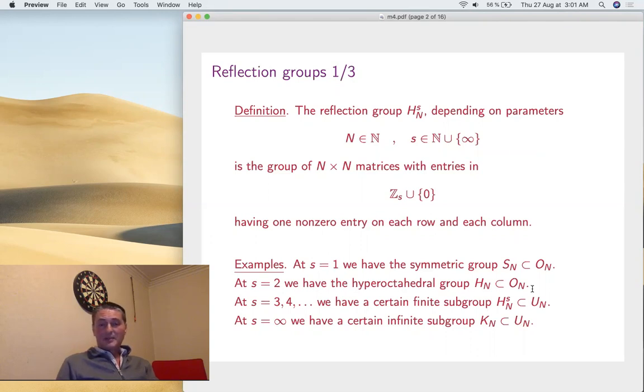At s equals 3, 4, 5, etc. Well, it's no longer orthogonal here. It's unitary, so it's a certain finite group of unitary matrices. And then s is infinity. So here we have matrices like permutation ones. Okay, so on each row, each column, just one non-zero entry, but that it can be on the unit circle. So this is unitary, of course, but it's infinite this time.